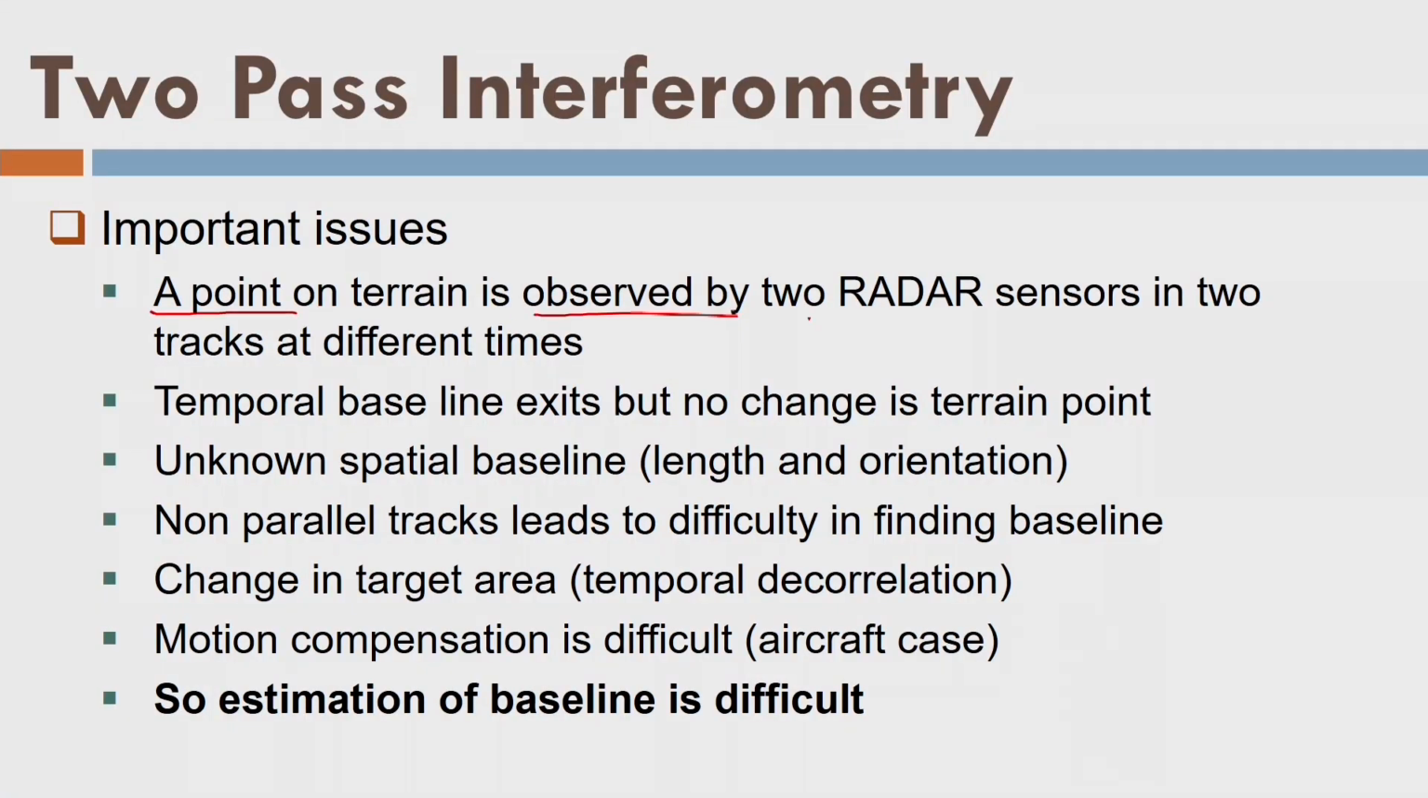So a point on terrain is observed by two radar sensors. That means either I have two radar sensors on different paths, or there is one radar sensor which has some temporal resolution and which comes in the next path, at a different path.